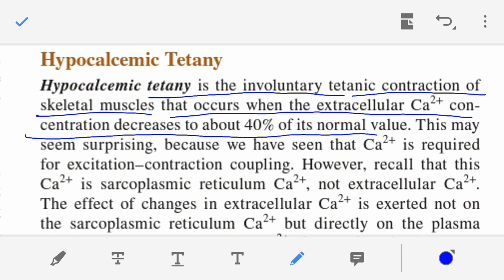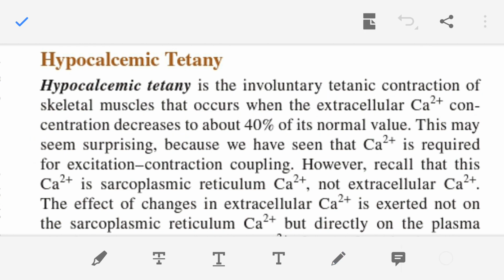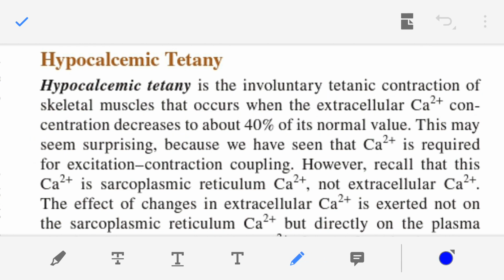So the skeletal muscles are contracting and the patient has no control over his muscles. That means there is continuous movement in the skeletal muscle, and the patient is unable to control his muscle. That is exactly what happens in tetany. Now, the reason tetany is occurring is that the extracellular calcium concentration is decreasing to about 40% of its normal value.